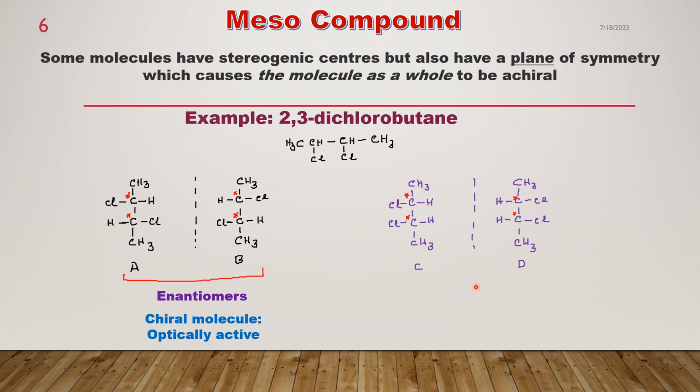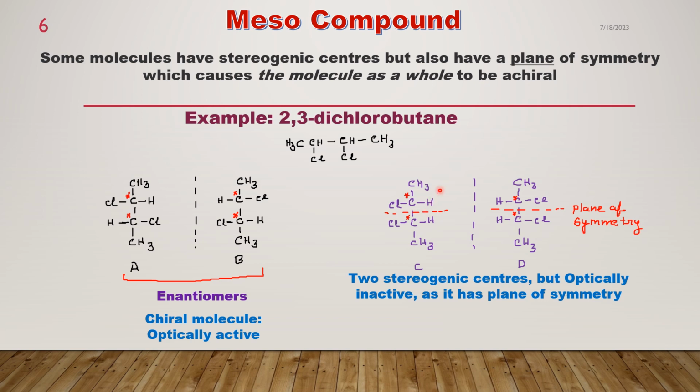Now if we look into the structure of C and D, they contain two chiral centers. But here we can draw a plane of symmetry, and then they will be mirror images of each other. Though two stereogenic centers are there, since they contain a plane of symmetry, the molecule as a whole is optically inactive. These types of compounds are called Meso compounds. So compound C and compound D are Meso compounds.